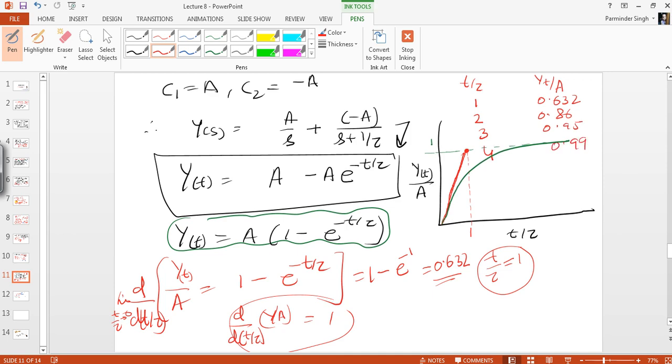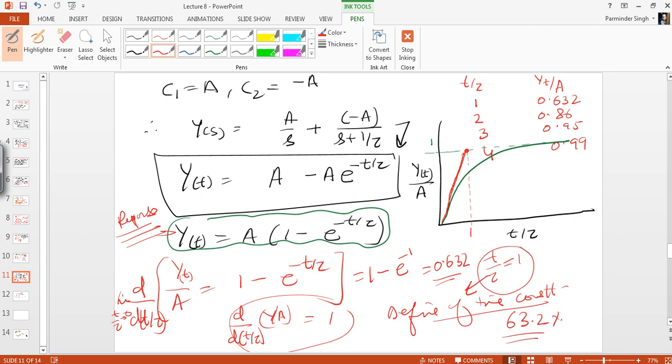So from here t by tau is 1 means we have the definition of time constant. That is, time constant is that time when the response, this is the response basically, when the thermometer response reaches 63.2% of the maximum value. Now what was the maximum value? 1. So 63.2% of 1 will be 0.632. And when is this possible? When t by tau is 1.